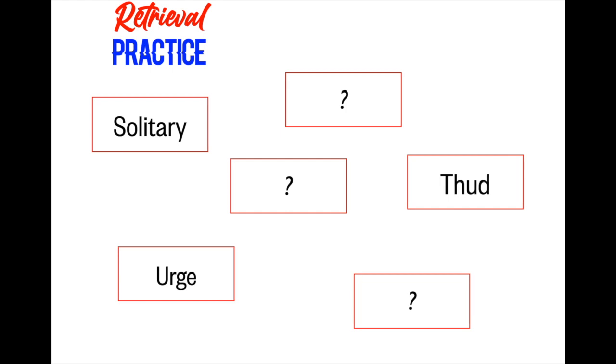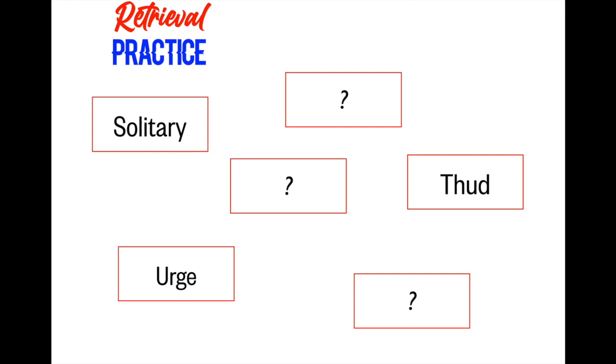Have you done that? I hope so. Okay, let me take you through the meaning of these words. The word solitary means when someone is alone or an object is alone, without a companion, without a partner. The second word is thud, and the meaning of the word thud is a dull, heavy sound, just like when something hits the floor. Maybe you drop something heavy and it hits the floor, it makes a thud.